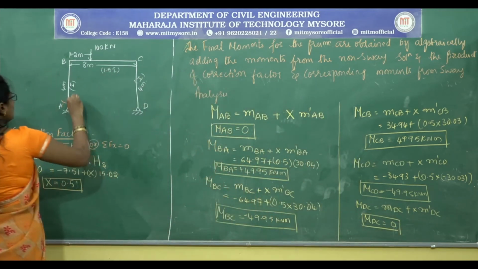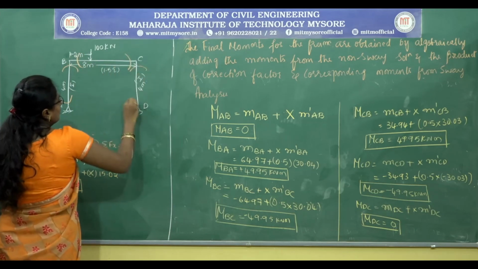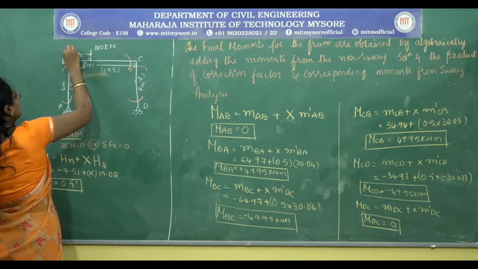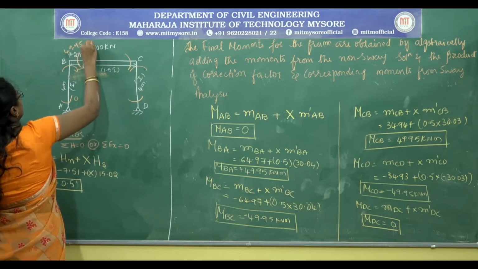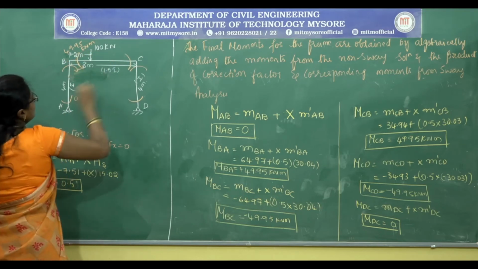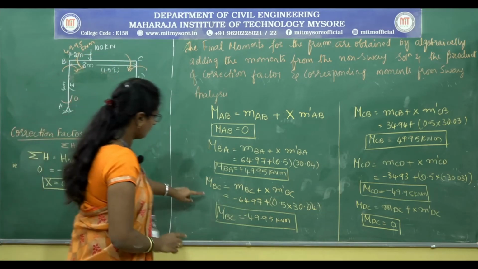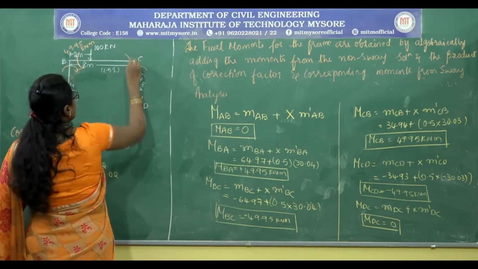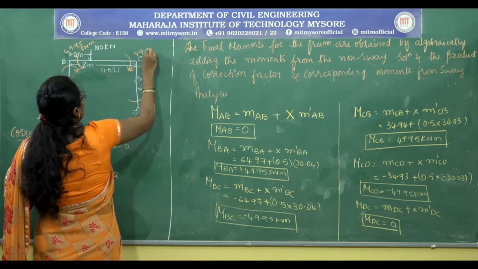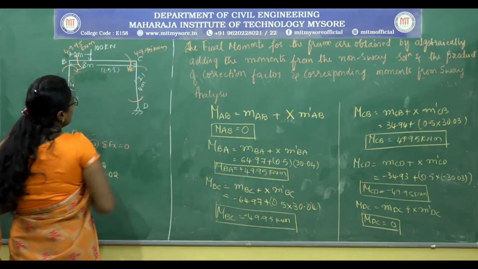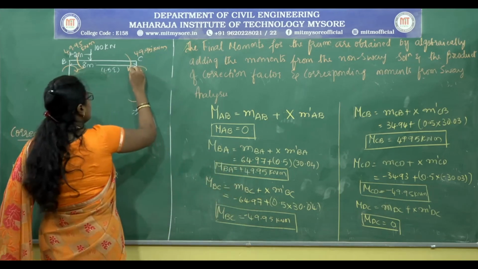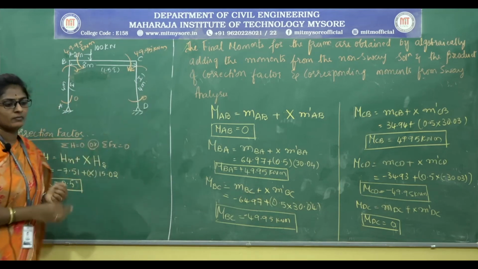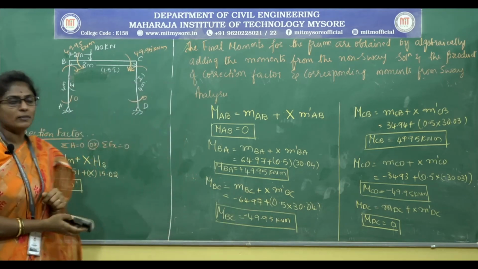Now apply these moments here. MAB is 0. MBA is plus 49.95 kilonewton meter. For MBC, it is minus since it is acting in the anticlockwise direction. Then MCB is positive 49.95 kilonewton meter, therefore it is clockwise, and MCD is negative, therefore it is acting in the anticlockwise direction, and the value is 49.95, and MDC is 0. These are the final end moments.